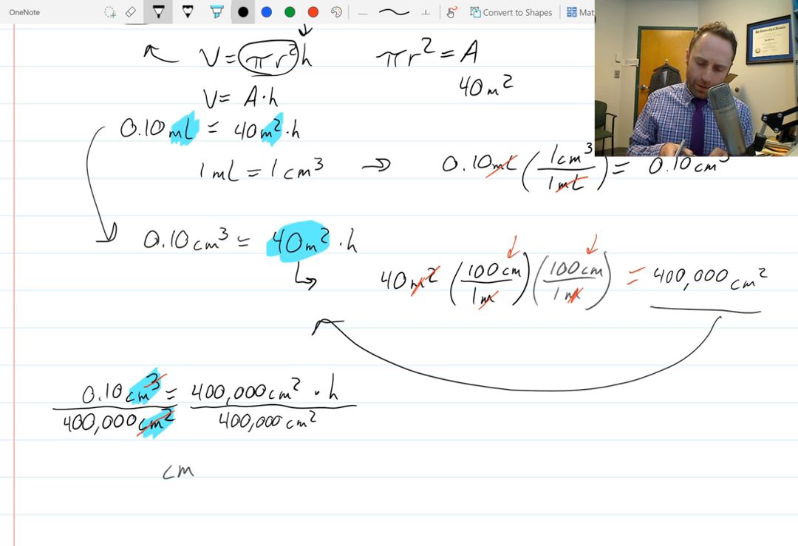What's that going to be? Well, if I take my 0.1, divide that by my 400,000, I end up with 2.5 times 10 to the negative 7th centimeters. So I'm done, right? Maybe not.